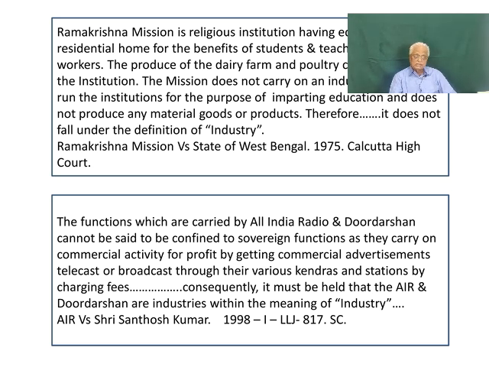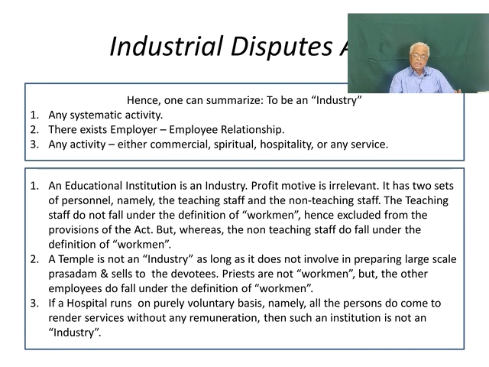So, gentlemen, this is how the classification definition of industry has been made. A systematic activity, there exists an employee relationship, any activity, commercial, spiritual, hospitality, any service. Now, this definition has been held to be valid till today. In fact, for information, in the upcoming Labour Code, the definition of industry includes the same definition as mentioned in this judgment. So this is a very important judgment. Please bear it in mind.